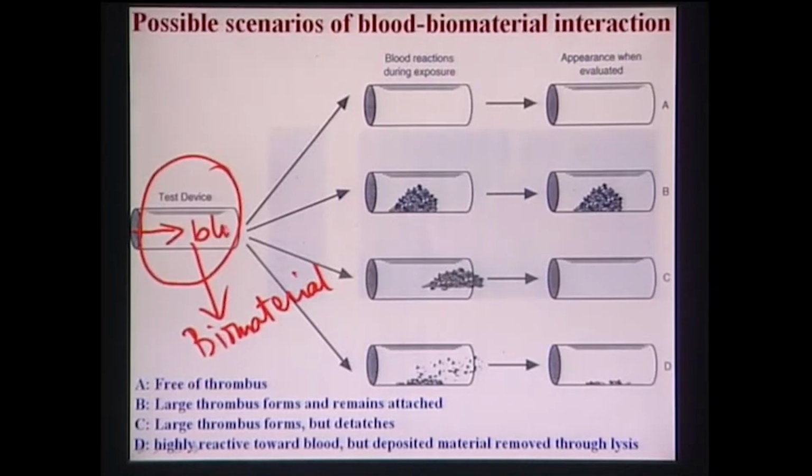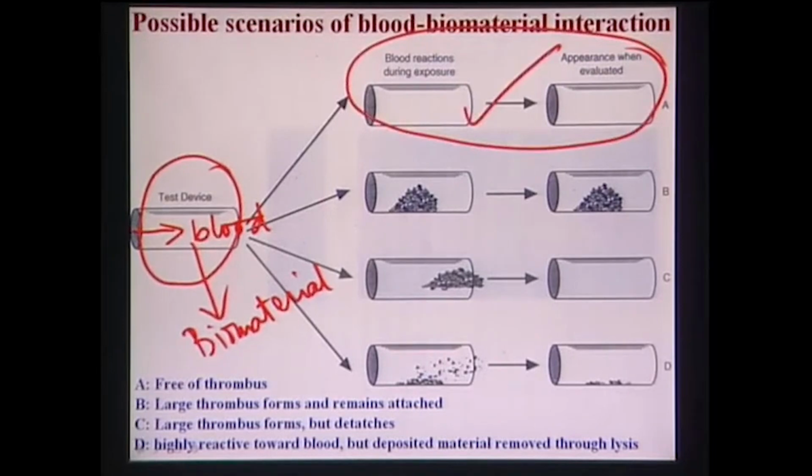So blood is made to flow at a constant rate through this device. That means this biomaterial is continuously in contact with the blood cells, blood proteins, everything, the blood plasma. Now if a biomaterial is strictly hemocompatible, an excellent hemocompatible material, then this is the most desirable situation. There is no thrombus formation at all. Now when a biomaterial is non-hemocompatible, what you see is that it is thrombogenic, or it causes thrombus formation.